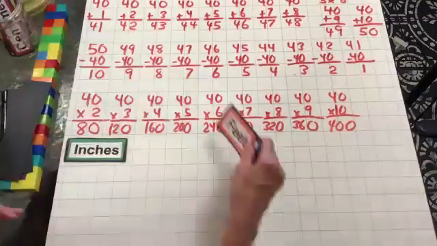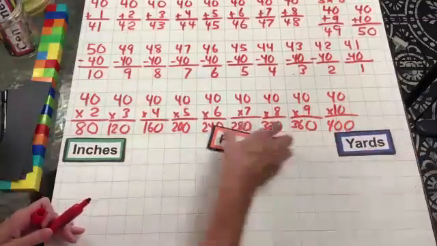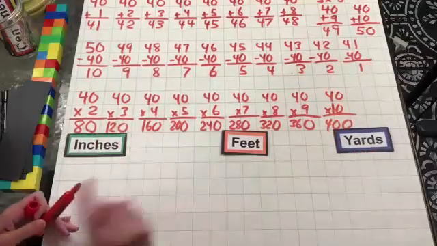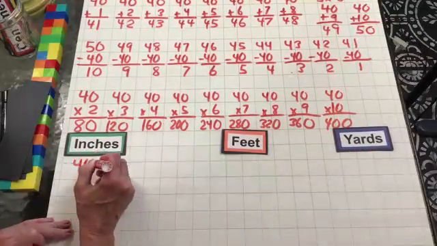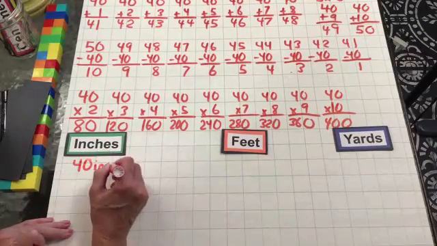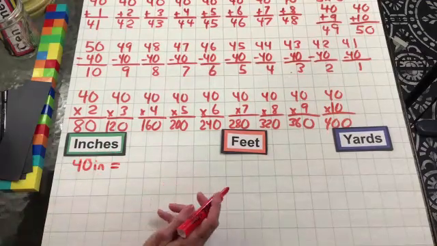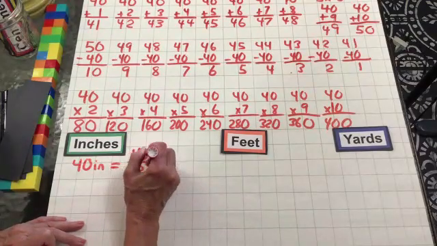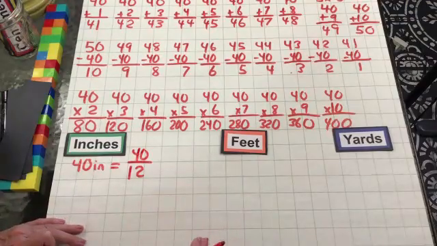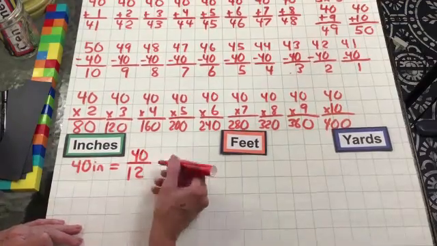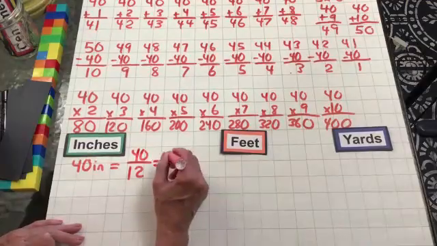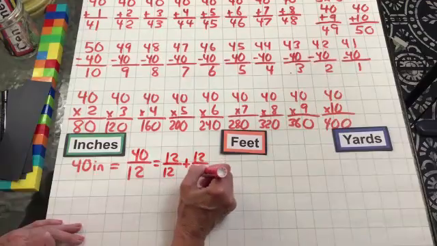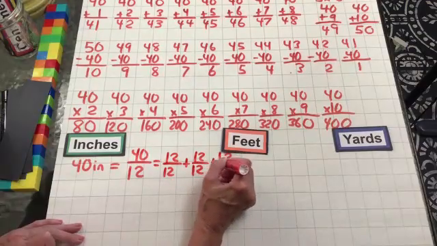Now we're moving on to measurement, feet, inches, and yards. And we're utilizing fractions to find their equivalents. So if we have 40 inches, we're going to convert that into feet. And the way we do that is we make an improper fraction. This is one way. There's many ways to do this, but this is the way we're doing it with the number workout. So we're going to say 12 over 12 plus 12 over 12 plus 12 over 12.